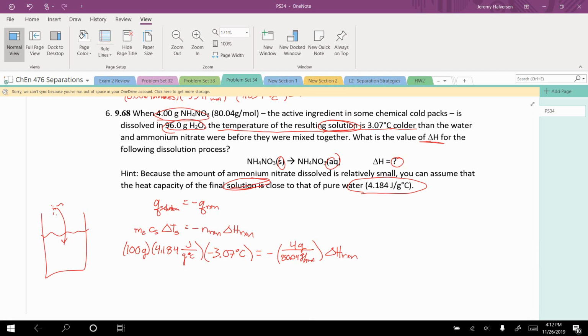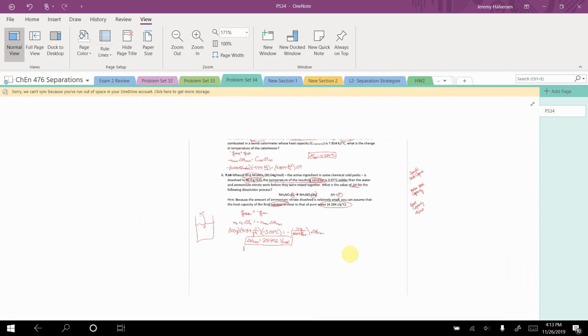I can plug in numbers, do some math. Let's see. And golden. All right, I got the delta H of that reaction is 25702 joules per mole. Should it be positive? Is this reaction endothermic? Yes. How do I know that? Because when the reaction happened, the solution around it got colder, which means that the reaction must be pulling in heat, which means it's endothermic, which means it should be positive.